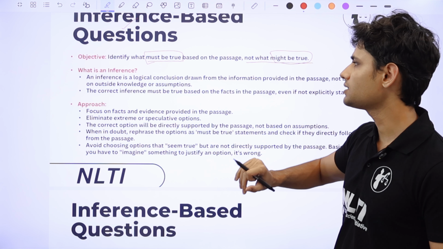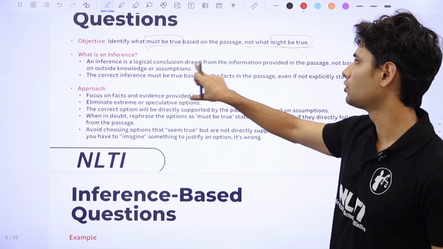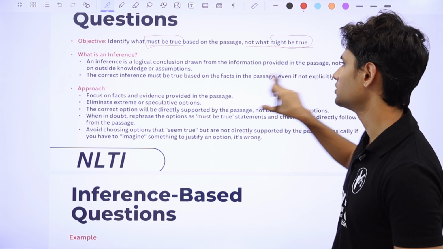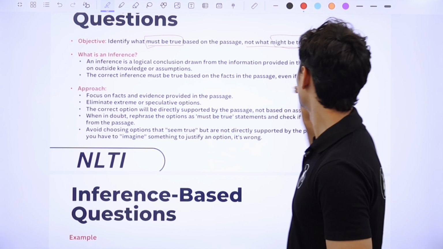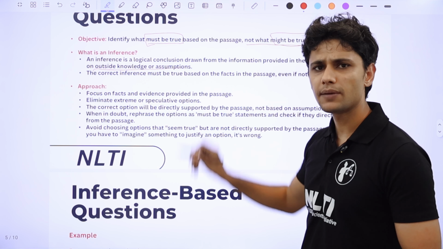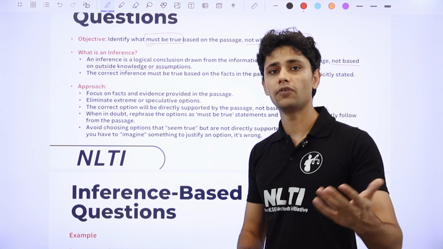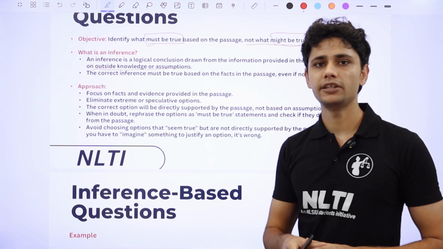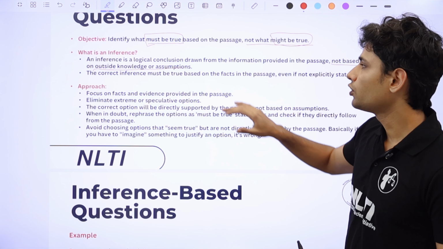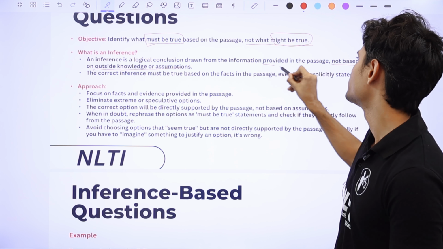I'll elaborate on this. Basically, an inference is a logical conclusion drawn from the information provided in the passage, and it is not based on outside knowledge. So if a question comes that which of the following can be inferred from the passage, or which of the following can be inferred from so and so argument made by the author in the passage, then what we need to infer is something which is provided in the passage.